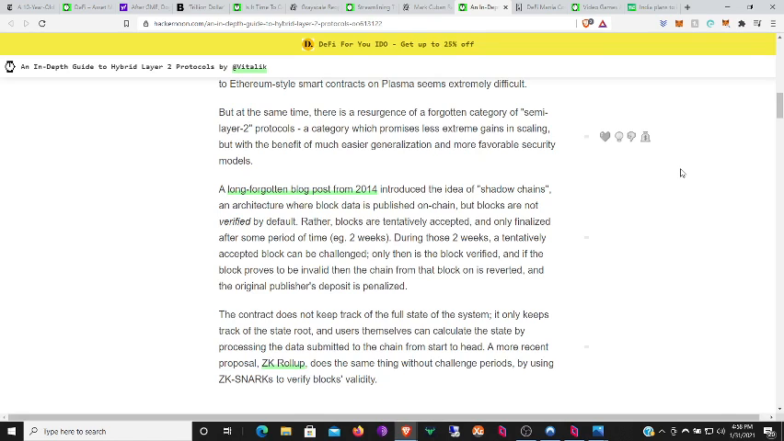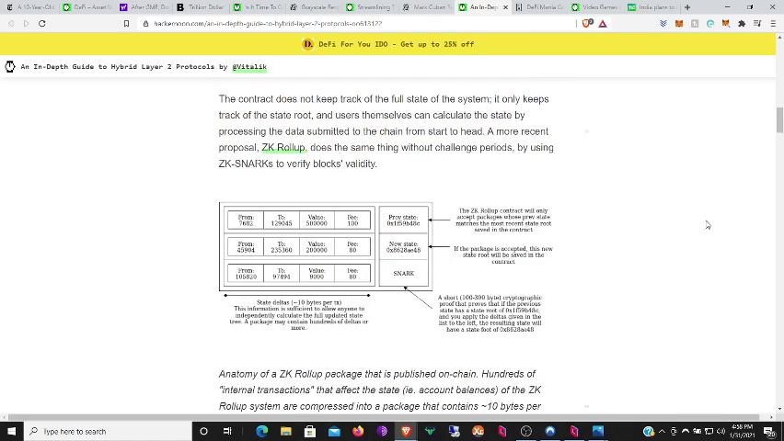This is Optimistic Rollup. The contract does not keep track of the full state of the system. It only keeps track of the state root. The users themselves can calculate the state by processing the data submitted to the chain from start to head. A more recent proposal, ZK Rollup, does the same thing without challenge periods by using ZK-SNARKs to verify blocks' validity. So we can see how it works.